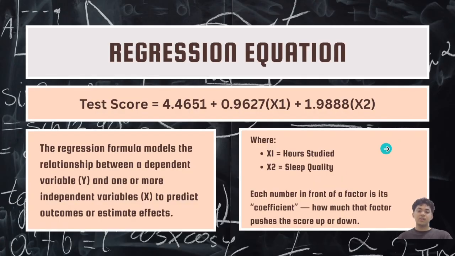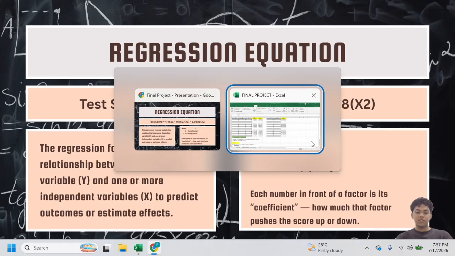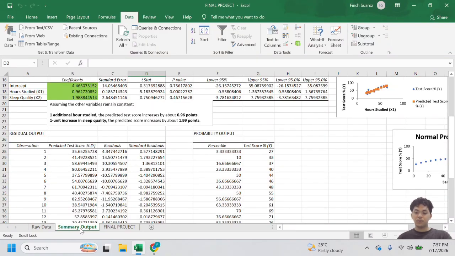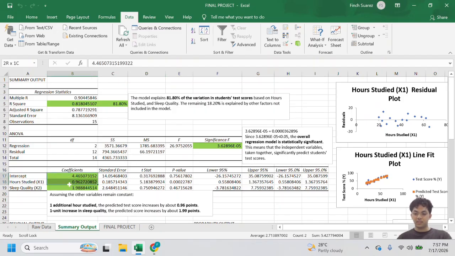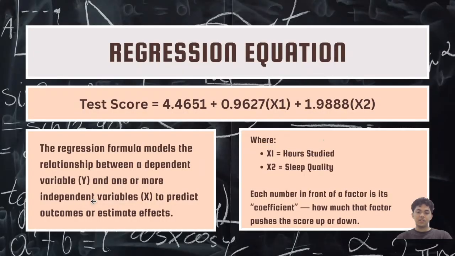So, the regression equation. The regression formula models the relation between a dependent variable and one or more independent variables to predict an outcome or estimated effect. Where x1 is hours studied and x2 is sleep quality. Each number in front of a factor is a coefficient, how much that factor pushes the score up or down. To get the coefficients, you have to make a summary output. So this is it. Now go back to our presentation.